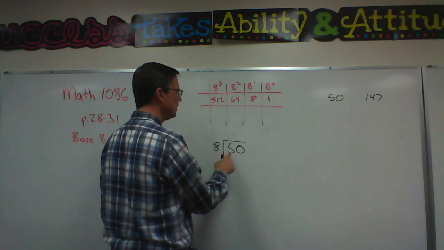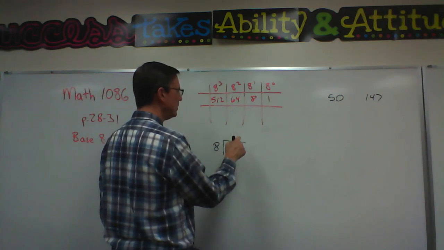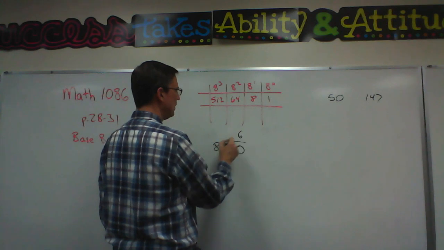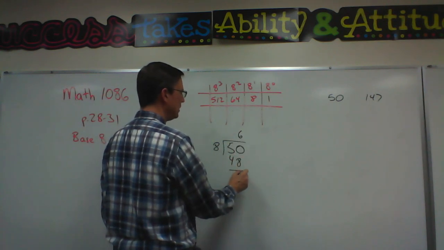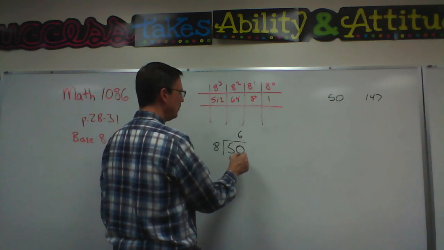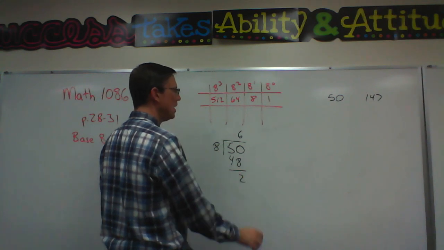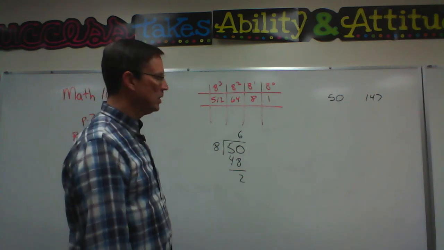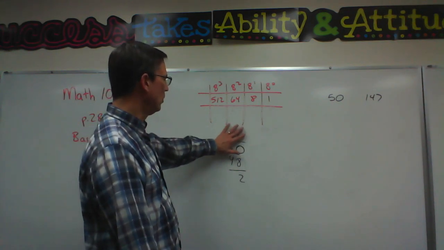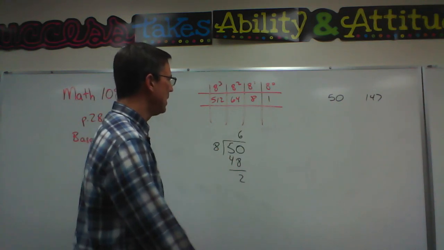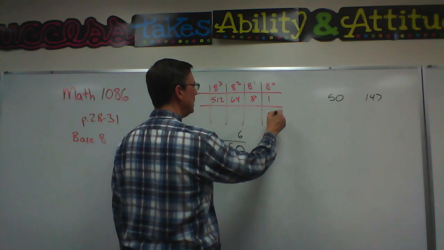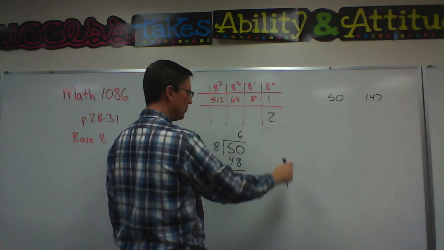So 8 divided into 50, well, 6 times 8 is 48, okay? And then we bring down the remainder, which is 10 minus 8 is 2. And then they say the procedure is you take the remainder. You ignore the rest of this for now. Just take the remainder and put it in the last column, okay?